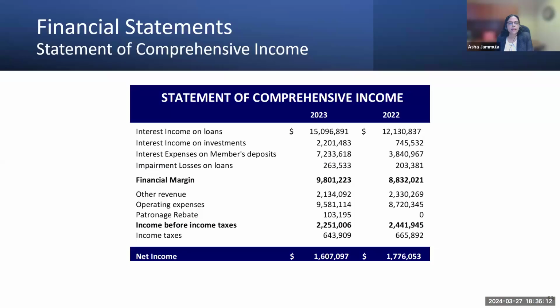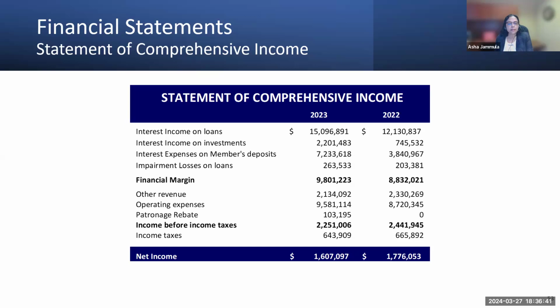Now moving on to financial margin, net of the above totaled $9.8 million compared to $8.8 million, an increase over the previous year. We stood firm in our commitment to our members by refraining from increasing service charges. In contrast, our other revenue totaled $2.1 million for the current period, slightly lower than the $2.3 million reported in the previous year.